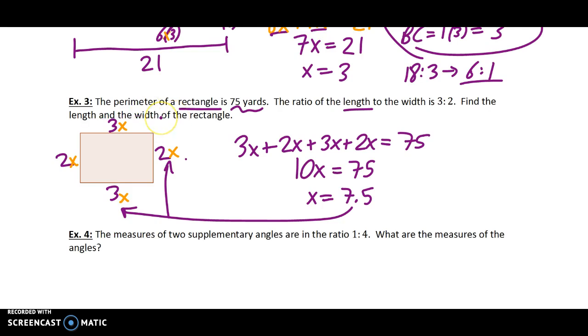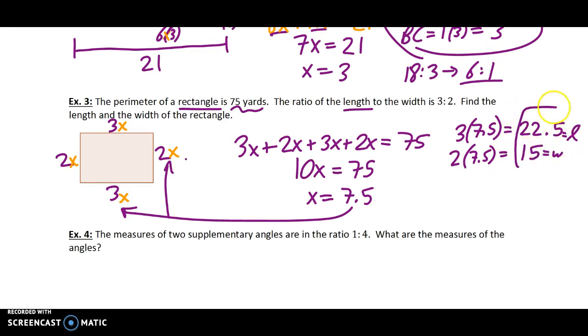And you notice, you probably never would have guessed 7.5, right? You might have guessed 7 and 8 and things like that, but you never would have guessed 7.5. So algebra helps us out. So the length is 3 times 7.5, which should be 22.5. And the width is 2 times 7.5, which is 15. And a quick check, this is my width, this is my length. A quick check, you can check that. 37.5 and then twice is in fact 75 yards.